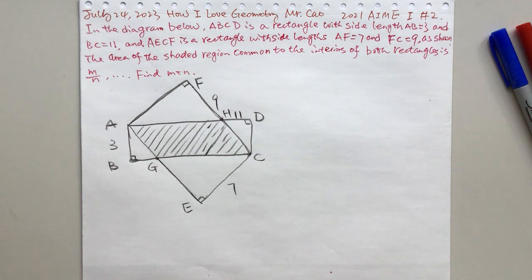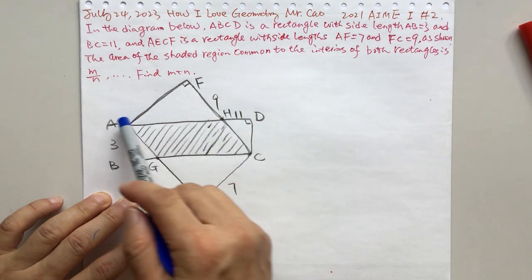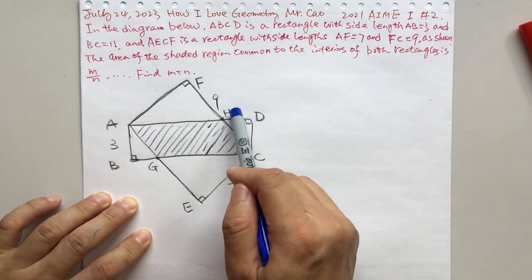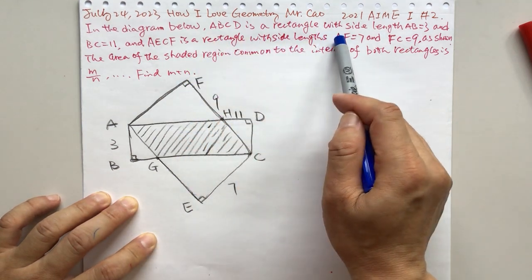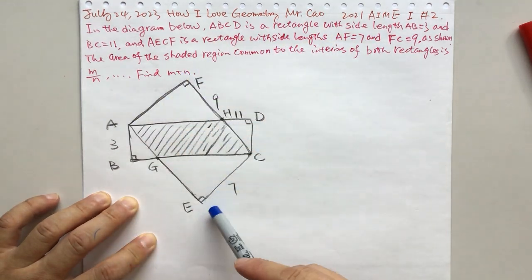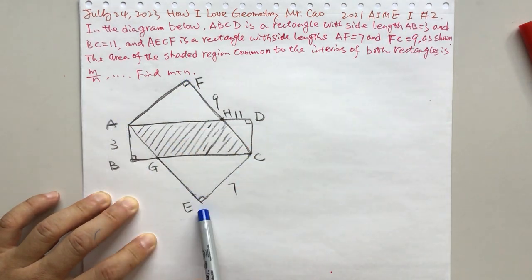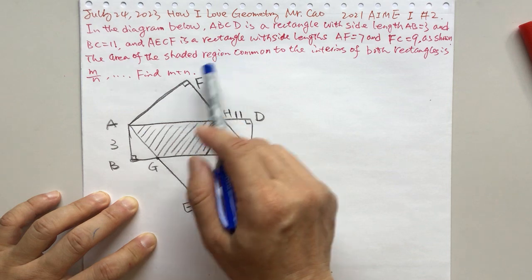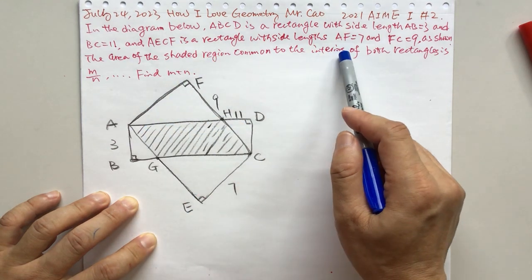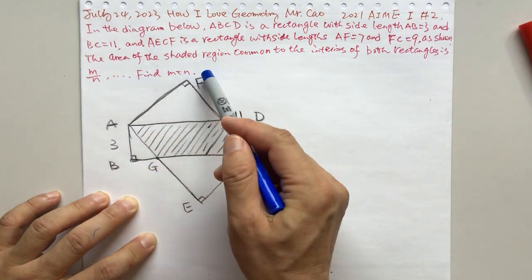In the diagram below, ABCD is a rectangle with side length AB equals 3 and BC equals 11. BC and AD are the same, 11. And AECF is a rectangle with side length AF, which is the same as EC, equals 7, and FC, which is the same as AE, equals 9. Assume the area of the shaded region common to the interiors of both rectangles is m over n. Let us find m plus n.